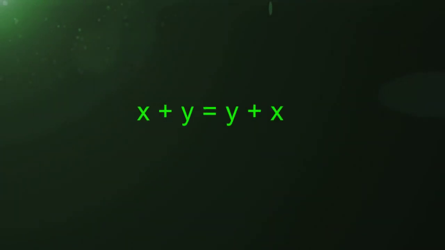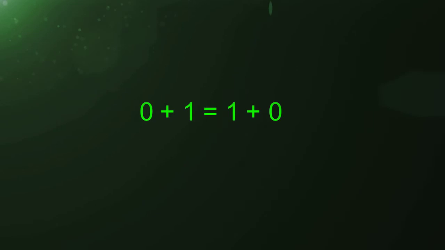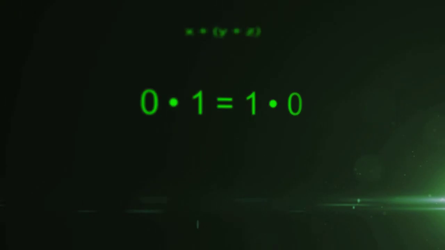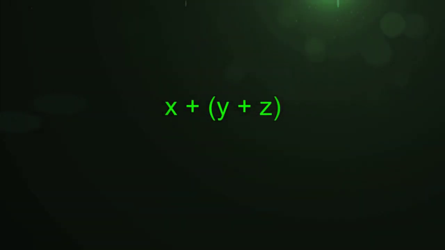Following theorems are based on commutative law, where the sequence does not matter. X or y is equivalent to y or x. Similarly, x and y is equivalent to y and x. And then there's the associative law. Sequence of work does not matter.